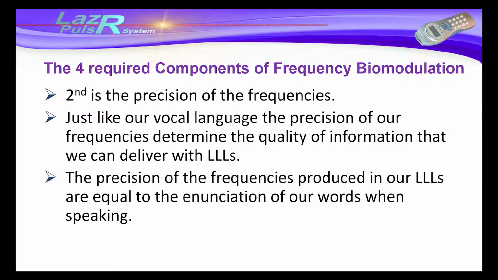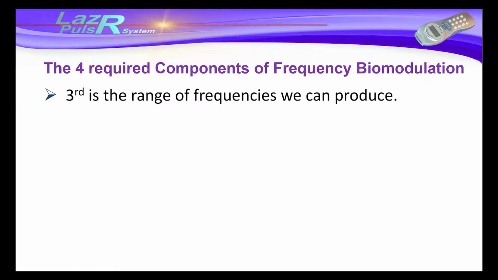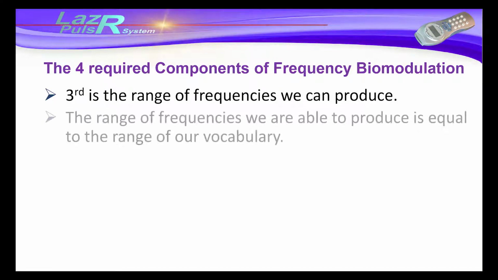Think of the precision of the frequencies as the enunciation of our words, which is why it takes us years to learn how to control our vocal cords to produce all the different sounds or precise frequencies of our language. Third is the range of frequencies we can produce. The range of frequencies we are able to produce is equal to the range of our vocabulary.